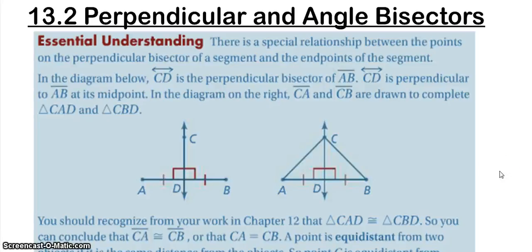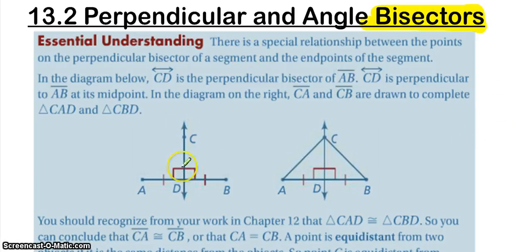Hello again, guys. We are in 13.2 talking about perpendicular and angle bisectors. So we start here by discussing a perpendicular bisector, and the big thing we want to remember is that a bisector cuts something in half. So if you're bisecting, you're cutting into two congruent or equal parts.